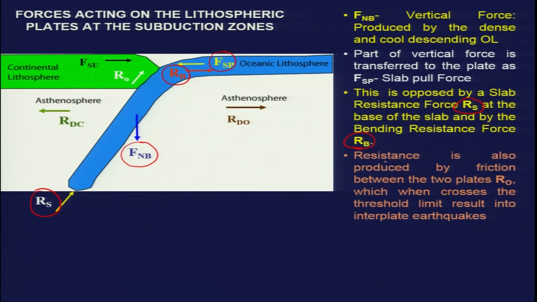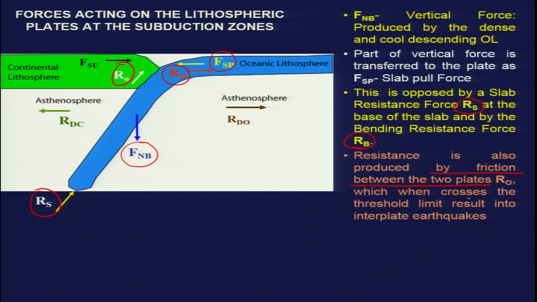Then resistance is also produced by the friction between the two slabs or the two plates, and that has been termed RO. So resistance will be produced here between them, and you can compare the portion that remains in contact between the two plates, which of course is marked as the plate boundary, but in the case of the Chilean trench and the Mariana Trench, this will vary.